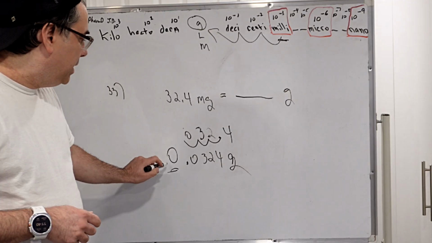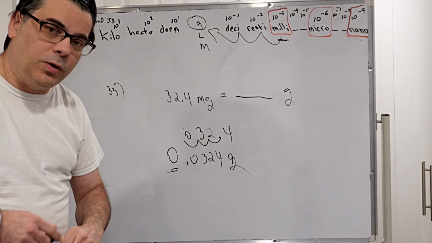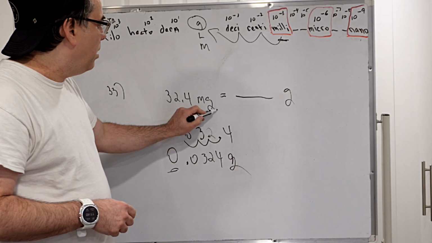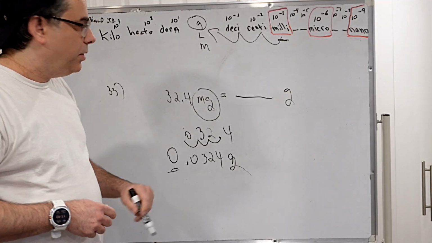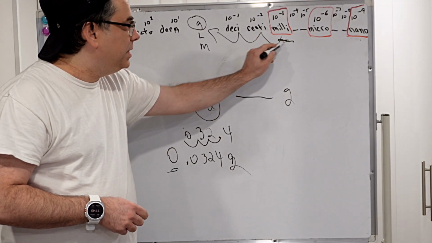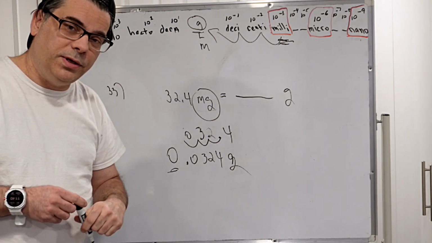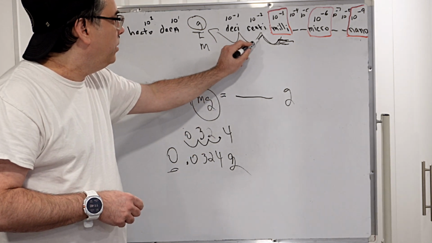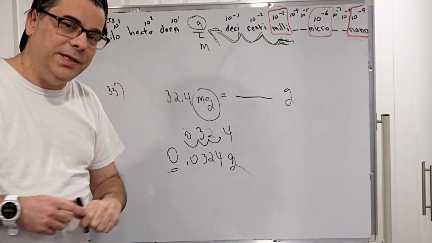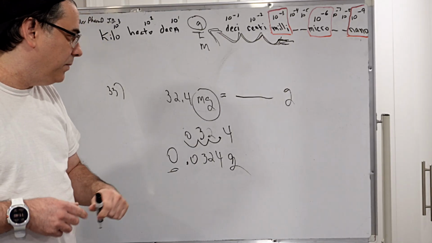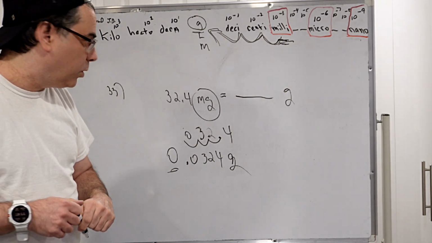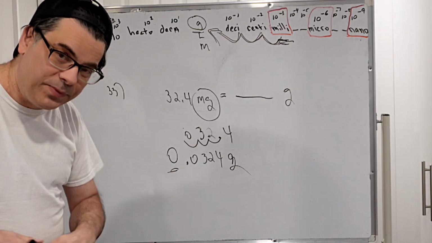So we have 0.0324 grams. Again, we're starting off with milligrams. 32.4 milligrams. Milli is over here. Grams is over here. You have to know where you're starting to know where you're going. You move 1, 2, 3. And you move the decimal point 3 spaces to the left to give you 0.0324 grams. And that's the answer to 33.